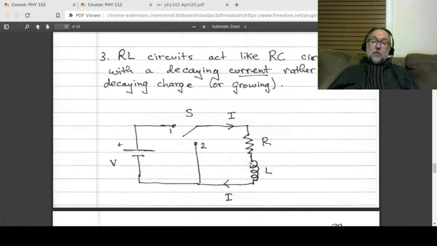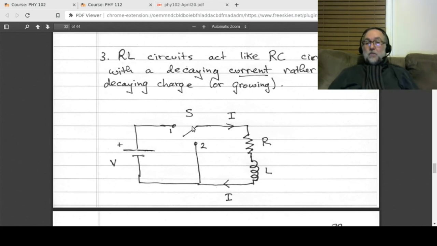And then when you switch the switch to position number two, what's going to happen? Well, you'd think, there's no battery, the current will just stop. No, because the B field in here tries to keep the current going. But there's energy being lost in the resistor, and so the current will exponentially decay. So just like the RC circuit, where the charge in the capacitor charges up and then discharges, Q goes to a maximum and then decays away. Here, it's not a charge, it's actually the current.